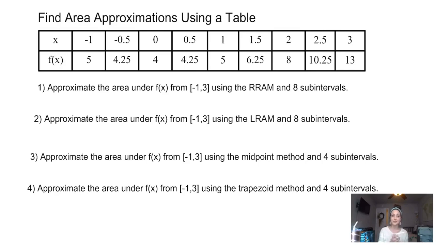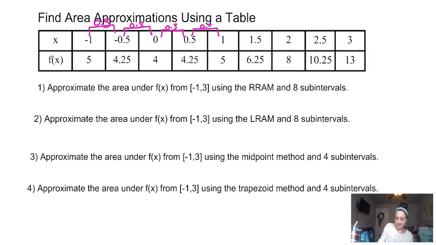8 subintervals, okay? So think about that, going from -1 to 3, that's a length of what? Of 4, right? And if I want 8 subintervals, each subinterval needs to have a length of a half, right? And that's exactly what's on your table. So the first thing I'd really recommend is actually looking at your base for each rectangle. So -1 to -0.5, if you think of that on your x-axis, will have a length of 0.5. Each of these will have a length of 0.5.